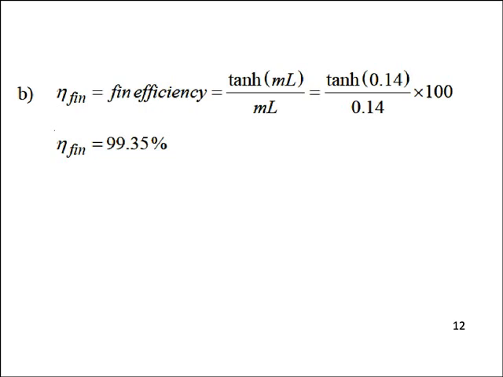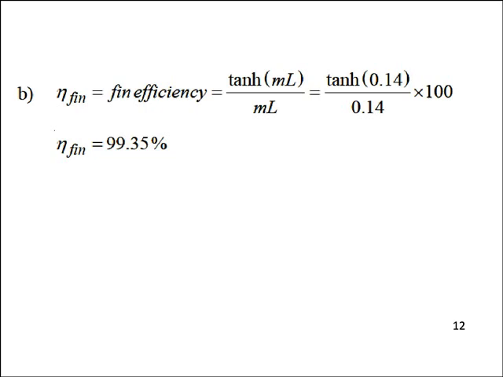Now the second part is fin efficiency, that is ratio of Q fin divided by Q max, and for this case it is a ratio of tanh(mL) to mL, so it is 99.35%. So I hope it is very much clear to you how to find out heat dissipation and fin efficiency for the given case.